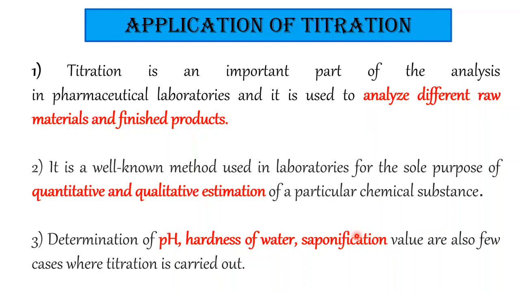Next, titration can be widely used for determination of pH. It is used for determination of hardness of water. Even the saponification value of certain oils and fats can be determined by titration. So this is how titration has a wide application. As we will learn one by one each topic, acid-base titration, redox titration, complexometric titration, precipitation titration, individually you will find many applications of titrimetric analysis.